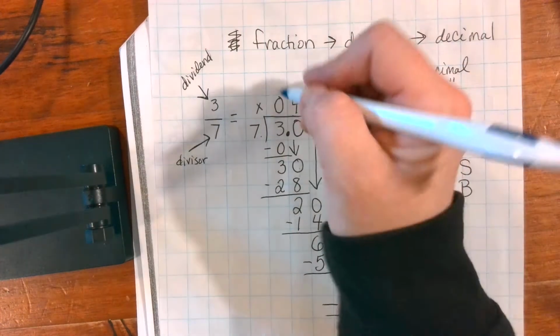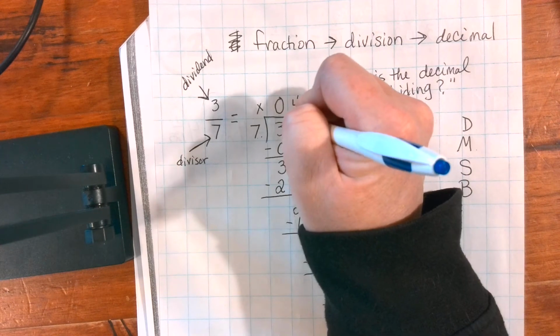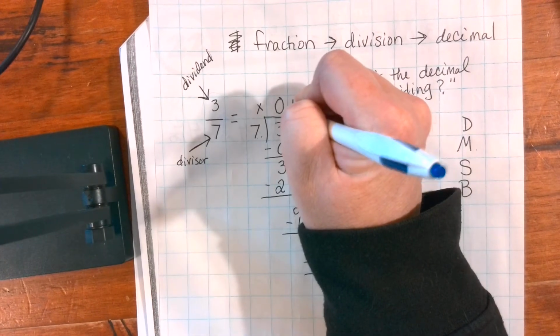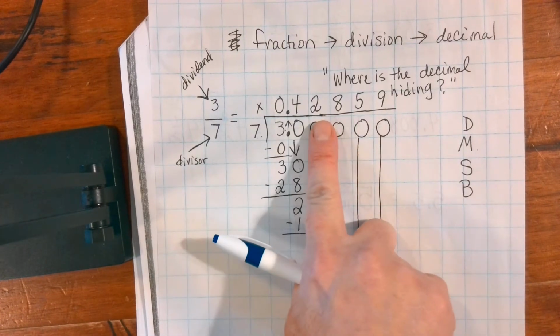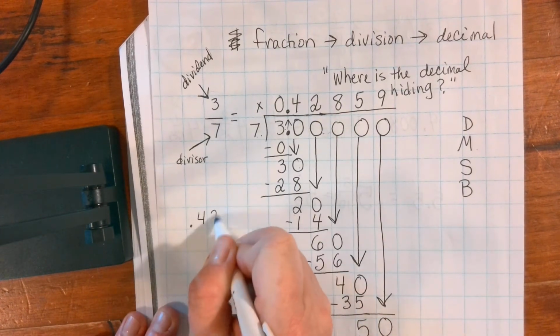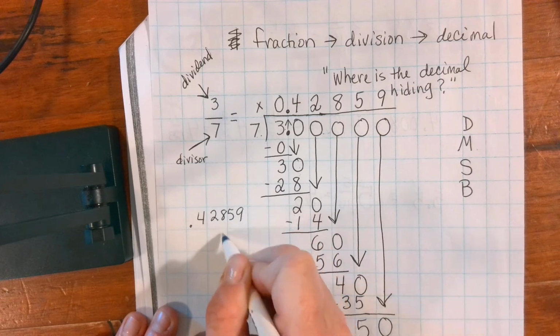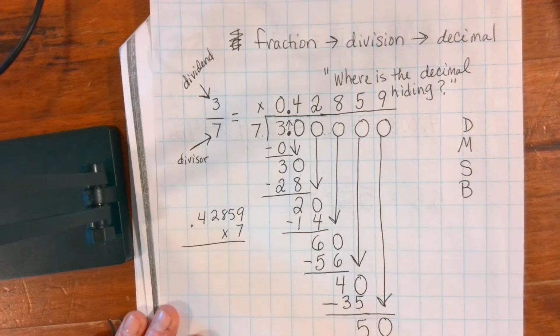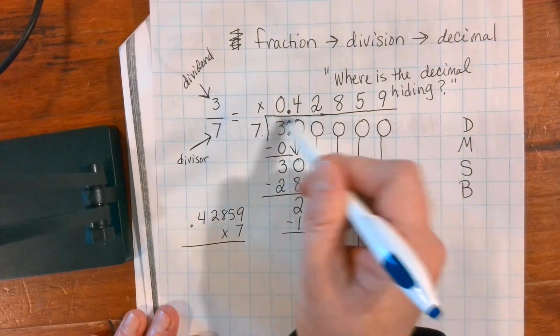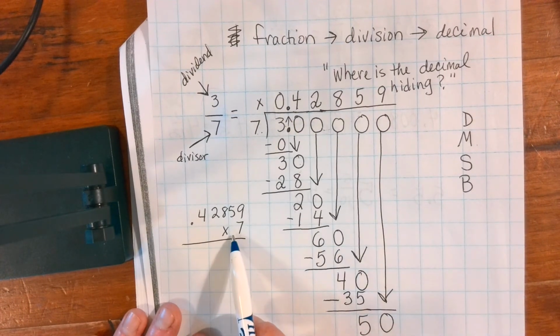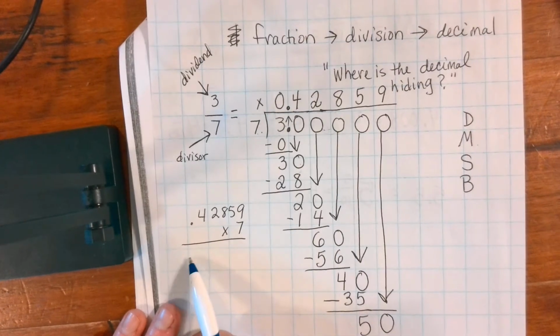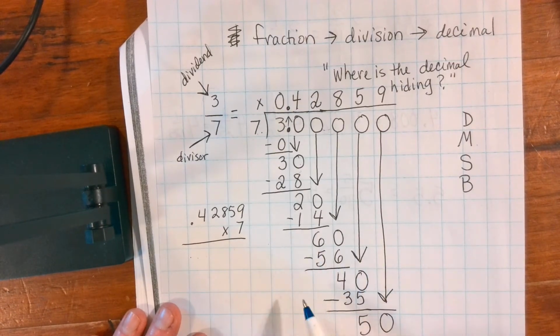When you're done, you're going to just bring your decimal up. And if I was to check this, if I was to multiply 4, 2, 8, 5, 9 times 7, it wouldn't be exactly 3 because we haven't stopped yet. We're just pausing because our hands are getting tired. But it would be really, really close. It'd be 2.9999999 something. It'd be really, really close to 3.